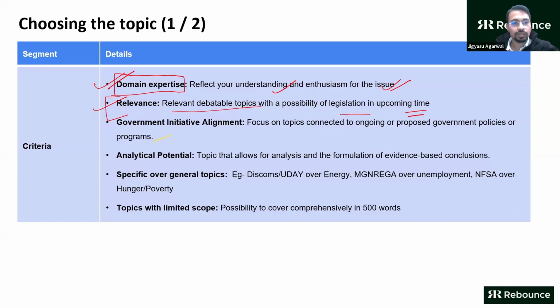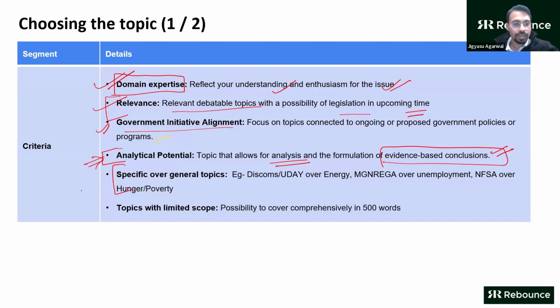The more relevant it is, the more interested they'll be to read your topic or essay. Third is government initiatives alignment. So it should be aligned with the policies or ongoing issues with the government policy programs. Fourth is analytical potential. There should be a potential to showcase your analytical skills. So topics that allow for analysis and formulation of evidence-based conclusions. Very, very important. There can be some topics where there is little scope, or at least you find it difficult to do that. Don't choose those kinds of topics.